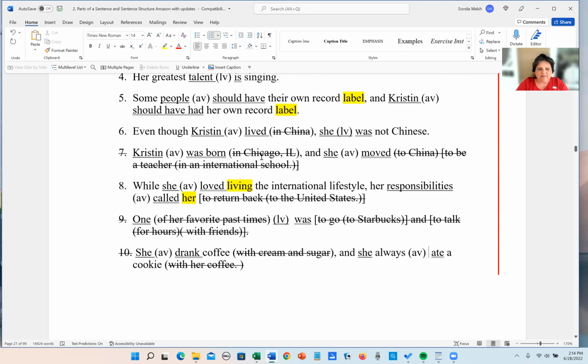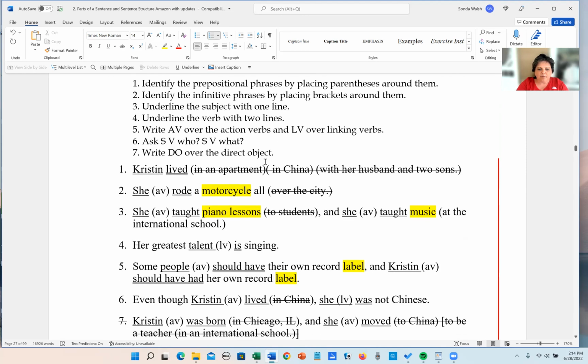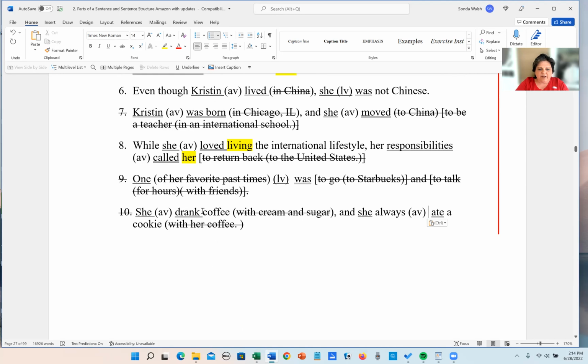Okay, so what's the next step? We have an action verb. We ask subject verb who, subject verb what. So she drank who, she drank what. Coffee then is our direct object. And over here, she ate who, she ate what, she ate a cookie. Cookie is the direct object.